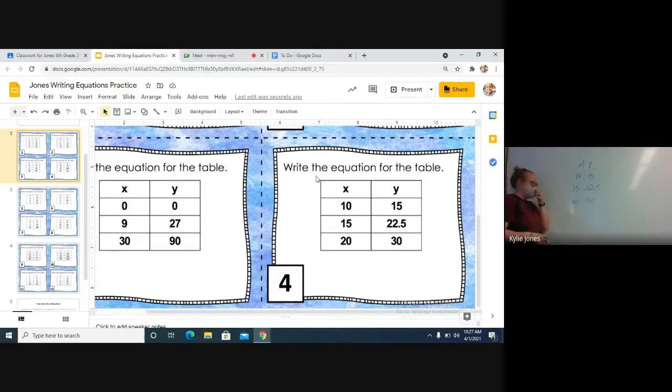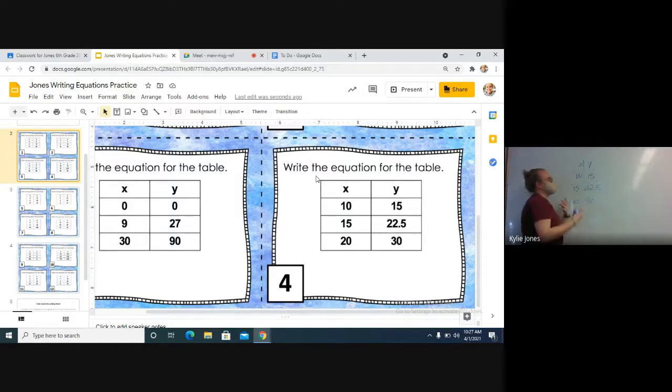Let's start with adding and subtracting. How do I go from 10 to 15? Add how many? 5. Does that work for this? 15 plus 5? No, that doesn't give you 22.5. What about 20 plus 5? No, so we're not adding.